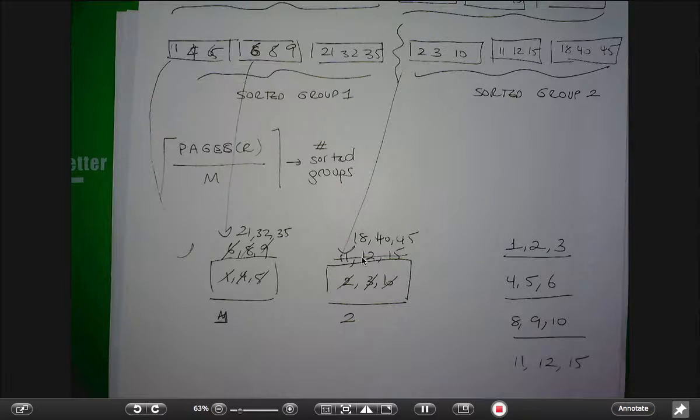Okay? So, any questions about this? Well, what if the data itself doesn't actually fit in memory in the second pass? It is likely that I cannot do the same thing in the second pass. So let's see an example.